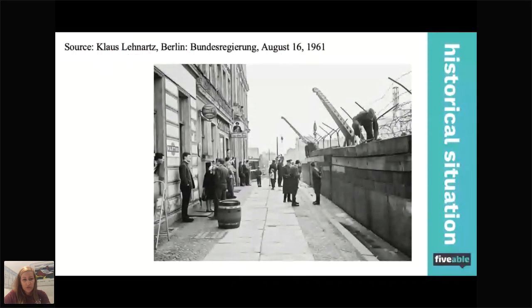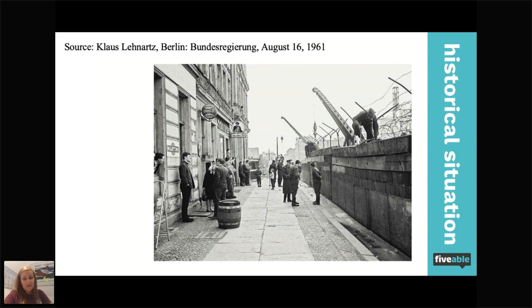So here we're looking at the source line, Klaus Lennartz. Anybody know him? I don't, and I'm in Germany currently. But we do know Berlin. And Berlin is in what country? The one I'm currently sitting in. I'm not sitting in Germany, but I'm in Germany, and Berlin is in Germany. And this was August 16th, 1961.